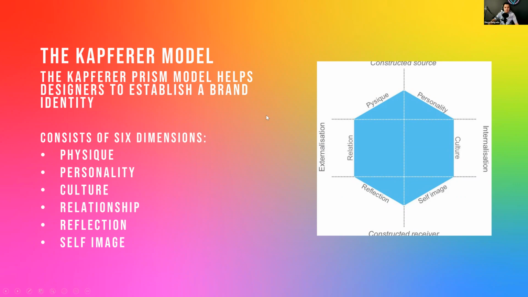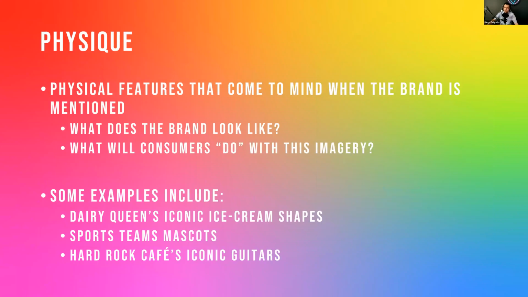We're going to be going through them step by step, starting off with physique. Physique refers to the physical features that come to mind when the brand is mentioned. Questions to ask when you're thinking of your personal brand's physique are: what does the brand look like, necessarily? What will the consumers do with this imagery?